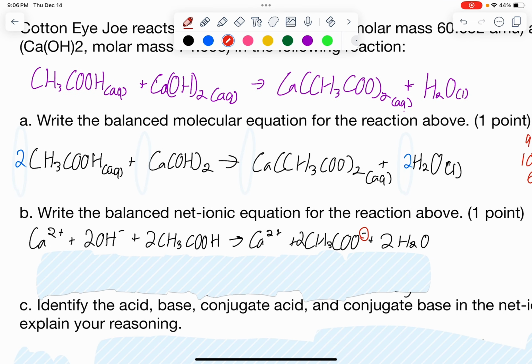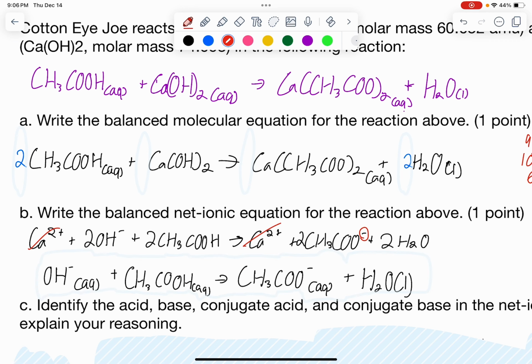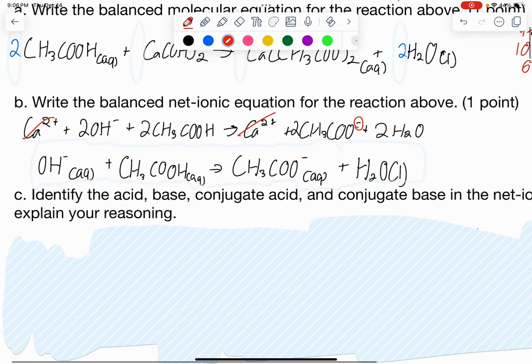The main thing you would do is cancel out any spectator ions, which is something that would be on both the reactant side and the product side. The one thing we have of that here is the calcium, so cancel out the calcium. And then since everything else has a coefficient of 2, you would just get rid of the 2. So here it's just OH- plus CH3COOH becomes CH3COO- plus H2O without any of the coefficients.